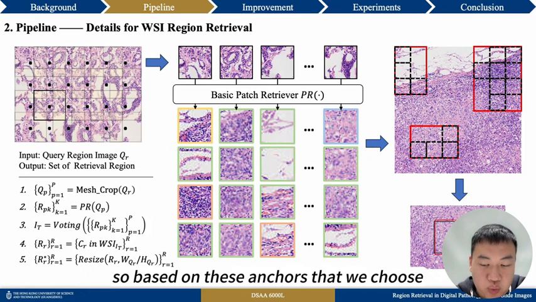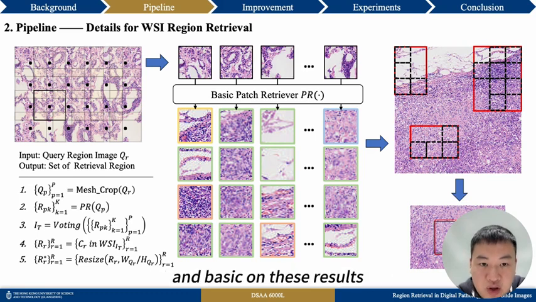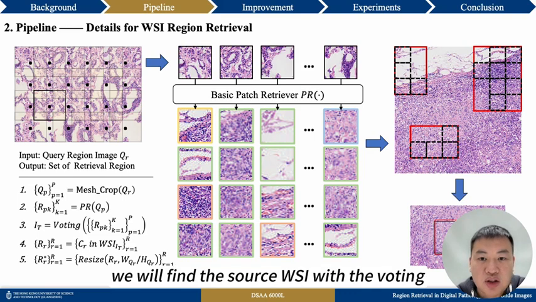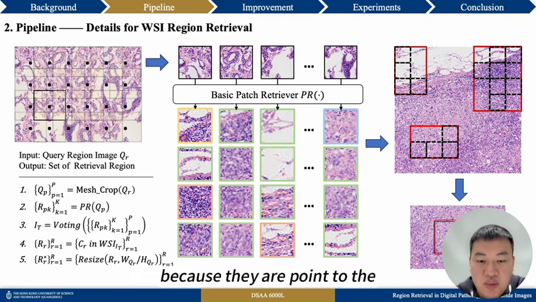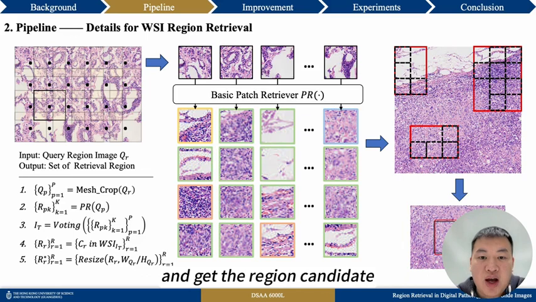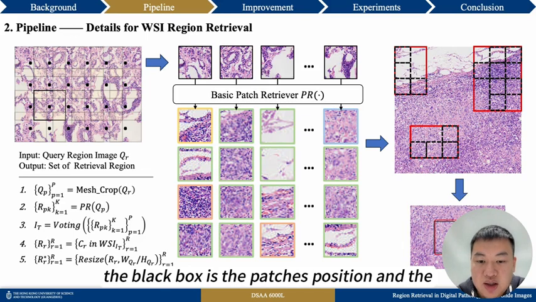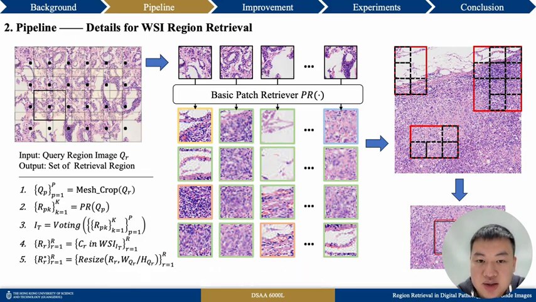So based on these anchors that we choose, the basic patch retrieval will get many retrieval results for each query anchor, which consists of the latent result. And based on these results, we will find the source WSI with voting, just like the green patches, because they point to the same source WSI, and their numbers are the first in these results. And check their adjacent relationship and get the region candidate, which means that the black box is the patch position, and the red box is the region that, with their adjacent relationship, we rebuild based on them.